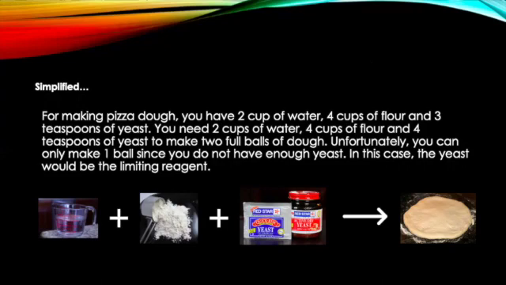So for making pizza dough, you have 2 cups of water, 4 cups of flour, and 3 teaspoons of yeast. You need 2 cups of water, 4 cups of flour, and 4 teaspoons of yeast to make 2 full balls of dough. Unfortunately, you can only make 1 ball since you do not have enough yeast. In this case, the yeast will be the limiting reagent. So the quote-unquote reaction will end when the first ball of dough is made, since there is no more yeast.